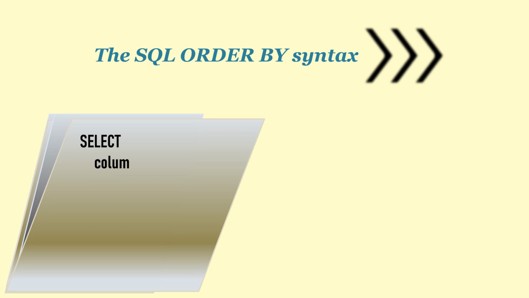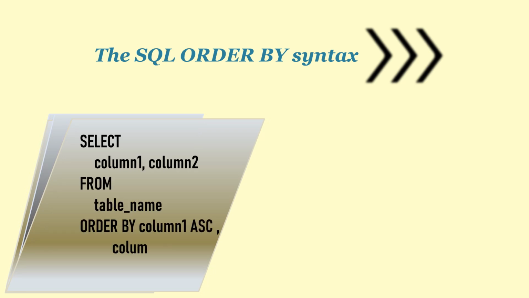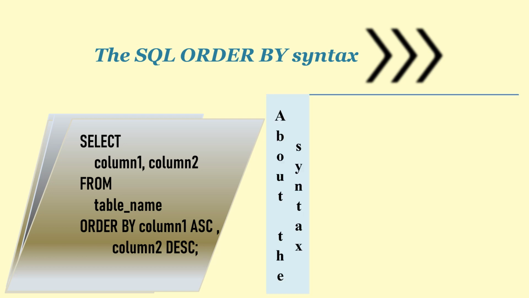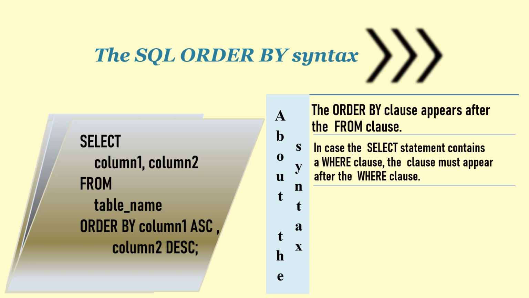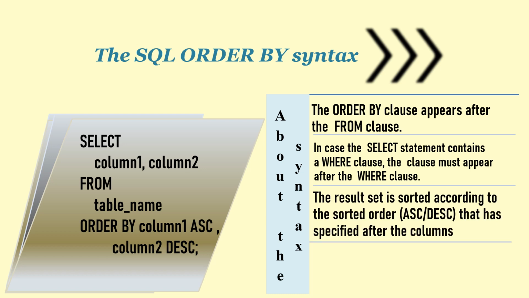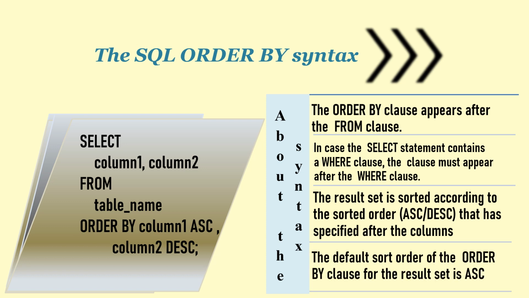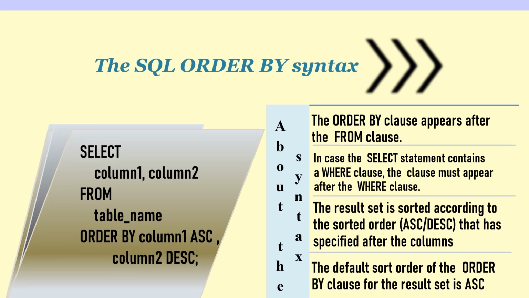The SQL ORDER BY syntax: select column1, column2 from table_name order by column1 ASC, column2 DESC. About the syntax: the ORDER BY clause appears after the FROM clause. In case the select statement contains a WHERE clause, the ORDER BY clause must appear after the WHERE clause. The result set is sorted according to the sort order, ascending or descending, specified after the columns. The default sort order of the ORDER BY clause for the result set is ascending.